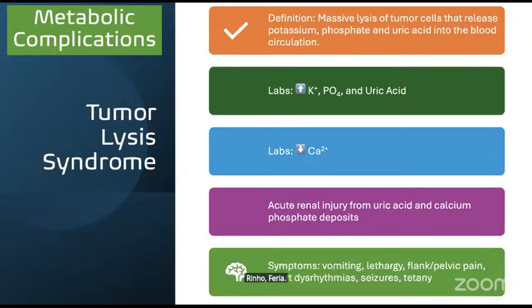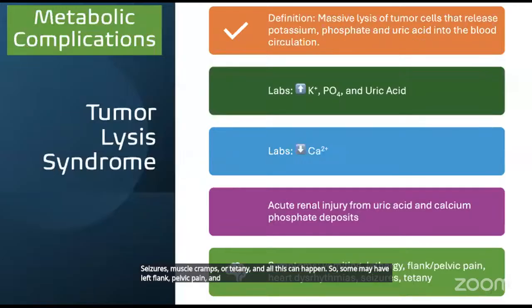And so due to this metabolic derangement, tumor lysis syndrome can lead to severe symptoms including nausea, vomiting, anorexia, lethargy, hematuria, heart failure, cardiac dysrhythmia, seizures, muscle cramps, or tetany, and all this can happen. Some may have left flank or pelvic pain, and all those things. Next.